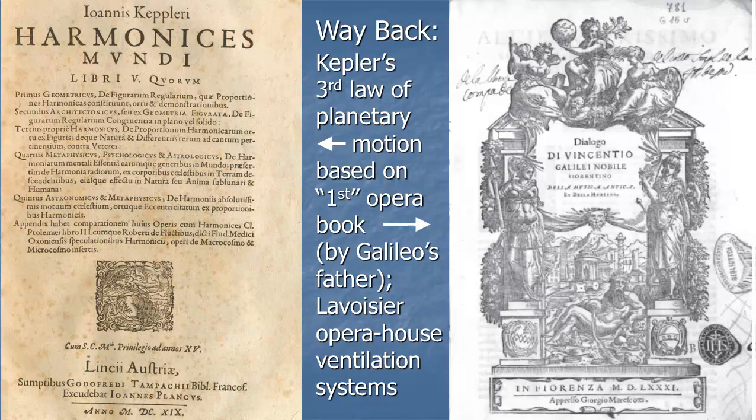He did, and right after writing that book he came up with the third law of planetary motion and credited that book with it. The book that he read was what some people consider the first book about opera, and it was actually written by Galileo's father, Vincenzo Galilei. And you may be familiar with Antoine Lavoisier, the great chemist, who worked on opera house ventilation systems.